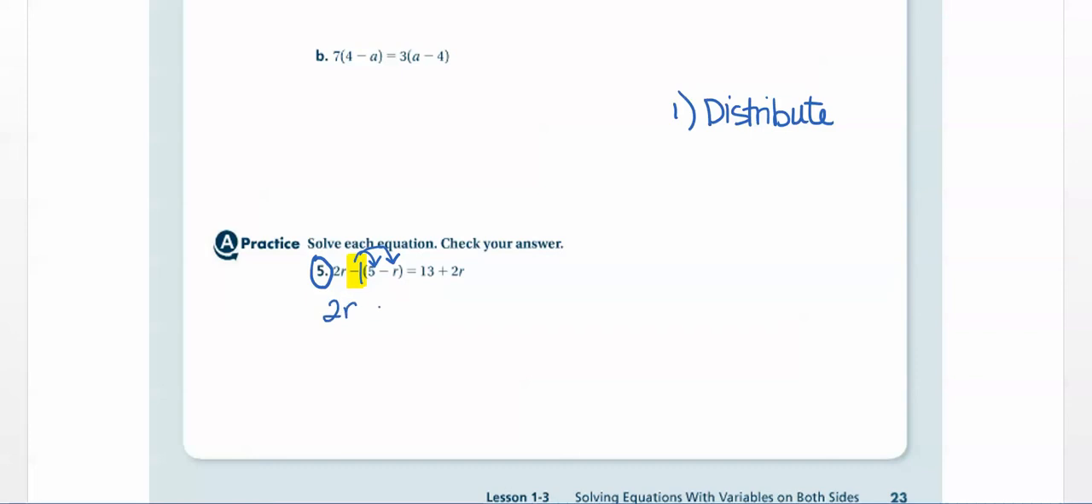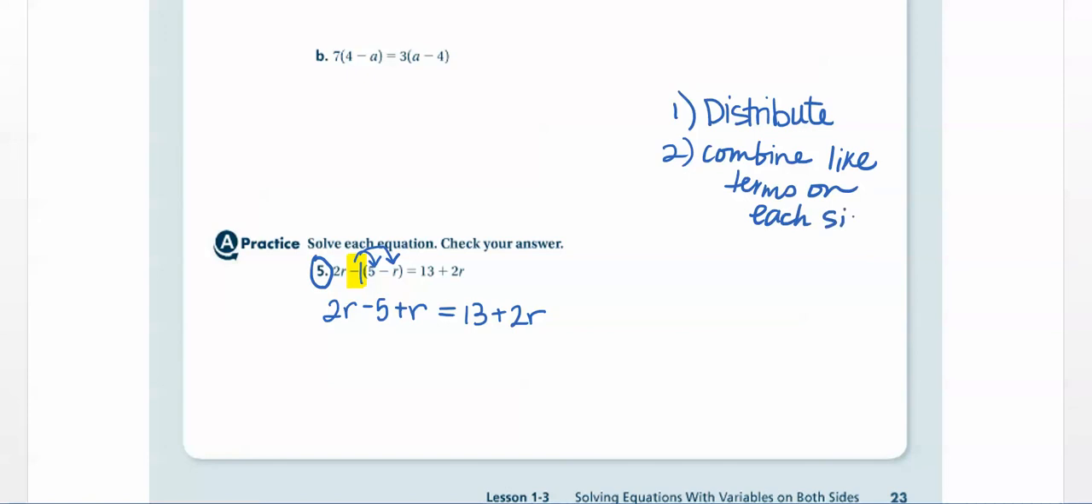So I'm going to have 2r. -1 times 5 is -5. -1 times a -r is a positive r. When you're distributing a negative, essentially what you're doing is just changing the sign of everything inside the parentheses. Okay, nothing to do on the left or the right. I'm just going to copy it. Okay, step 2: combine like terms on each side.